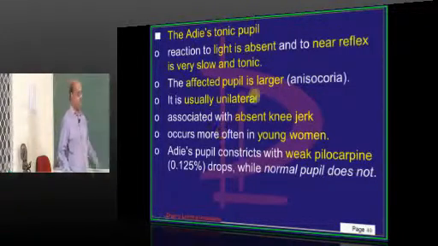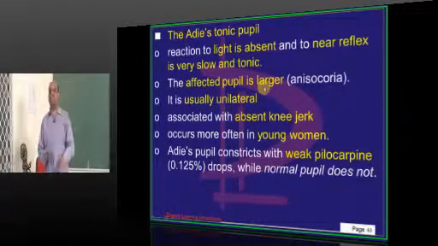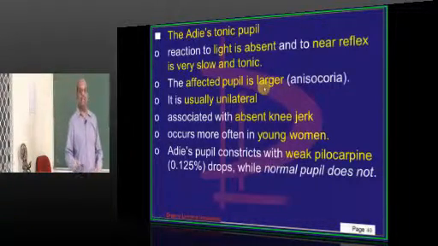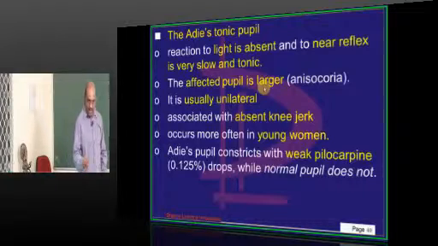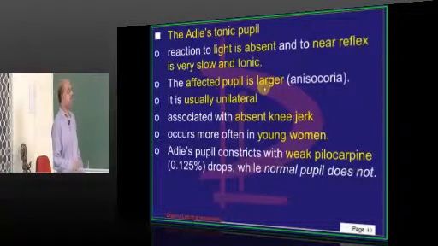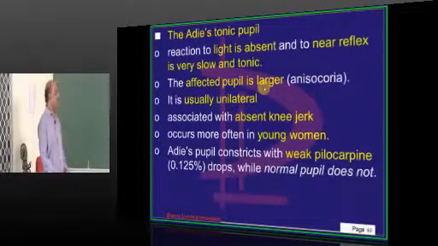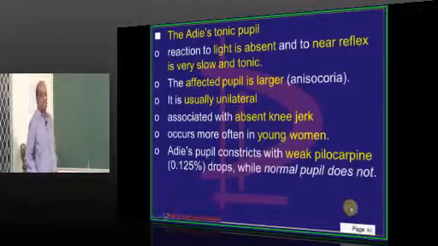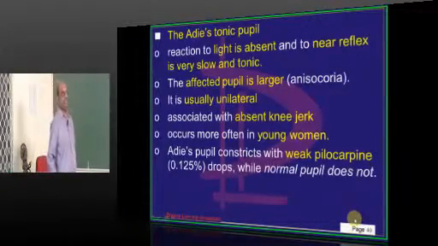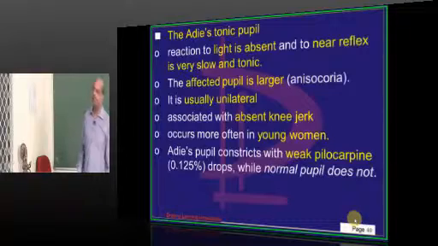Usually, Adie's is unilateral. Adie's is associated with other neurological things. What is that? Areflexia. Absent knee-jerk reflex will be there. It's more commonly seen in young women. And how will you diagnose it? Is there any simple test to diagnose it?